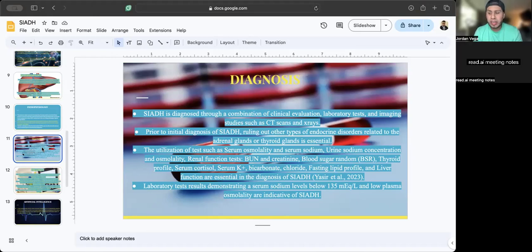Clinical evaluation, laboratory tests, and imaging such as CT and X-rays are how they diagnose it. There's a bunch of different tests that they also run to see if there's an imbalance in the sodium levels. And ultimately, what these laboratory tests are testing for is to see if the serum sodium levels are below 135 mEq per liter, which is indicative of low plasma osmolality.